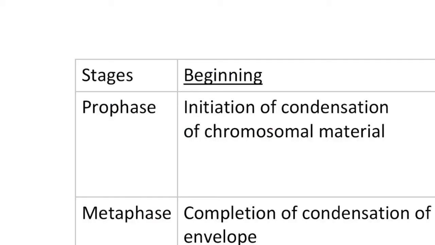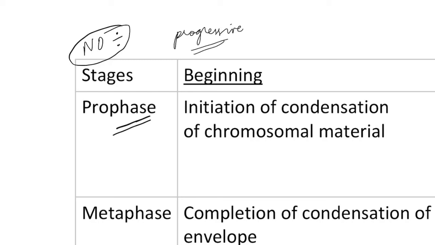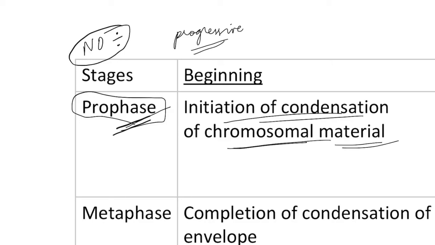We shall now study prophase under the three headings. There is no such division of stages during cell division. Cell division is progressive, but for the ease of reading it, we have divided it, and we need to know when which stage starts and when it ends, what the characteristic features are and what happens. Those three. Prophase, when does it begin? Initiation of the condensation of chromosomal material. The moment condensation of the chromosomal material happens is when prophase is said to begin.